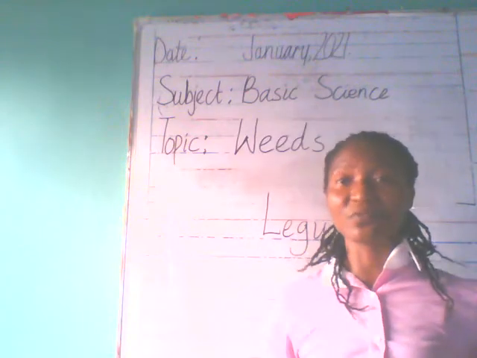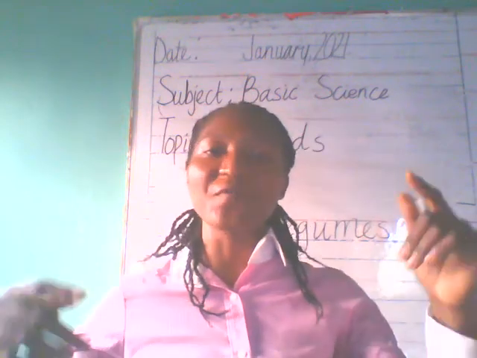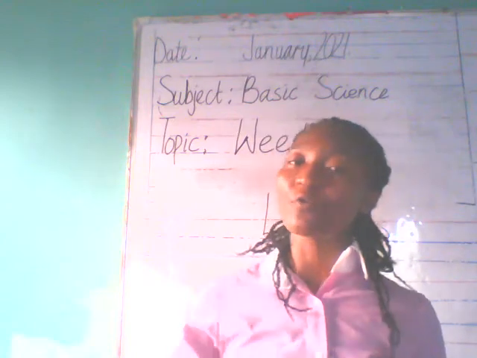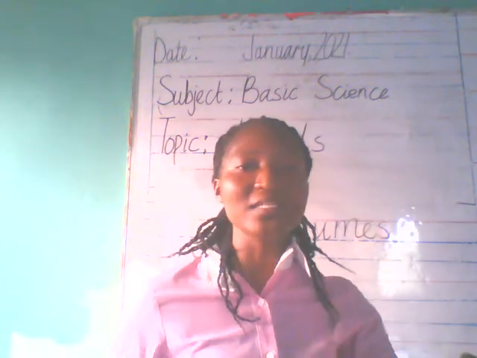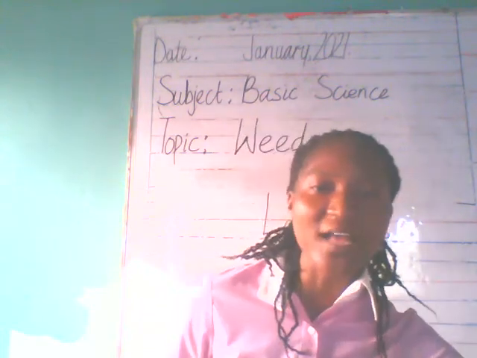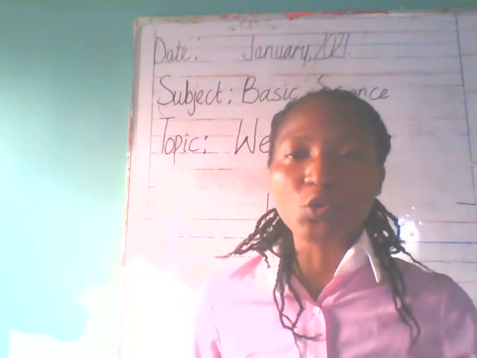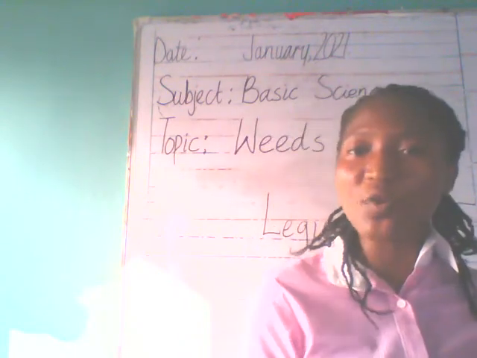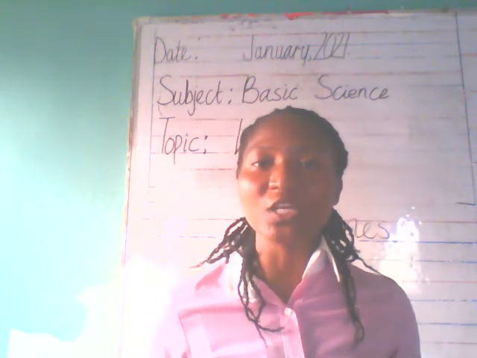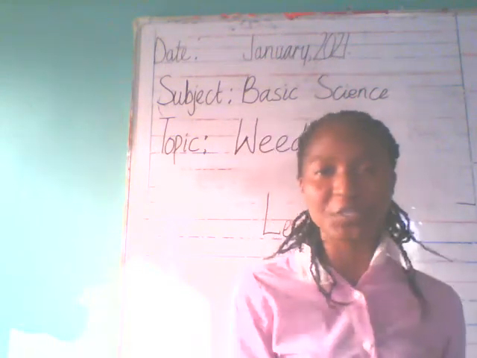Then negative effects. Remember, I told you anything that has a positive must also have a negative. Now, what does it do? It reduces the crop yield. By the time it is growing in the soil, it will affect the growth of your plants, maybe the ones you intentionally grow, which are called crops. Crops are those plants that are intentionally grown. So it will affect the crop yields.